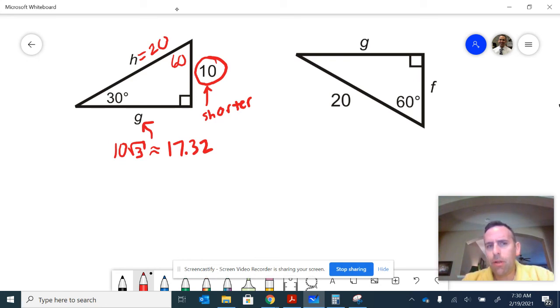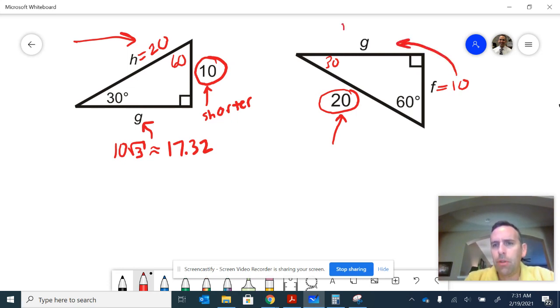Notice in this example, I was given the hypotenuse, 20. I'm not going to work this one all the way out, but you could use the same logic. We know that it's a 30, 60, 90 triangle. So once I know the hypotenuse is 20, that would be like the previous problem, but backwards. I would automatically say to myself, well, the shorter leg must be half that, or 10. And then once again, to get to the longer leg, I would multiply that by the square root of 3. So you can see now that these two triangles are actually identical.